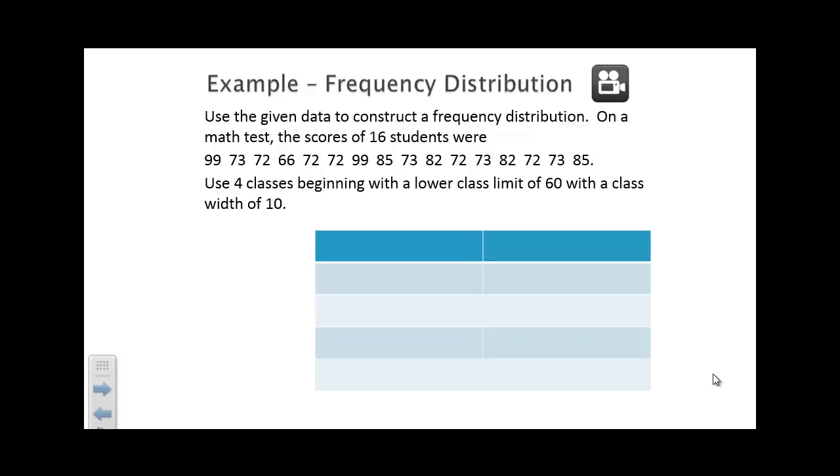So first thing we need to do is label what our columns are going to be. The first one is grades. These are test scores, so let's call these grades, or you can write test scores, whatever you want to write there. And then this is a frequency distribution, so we're going to write frequency.